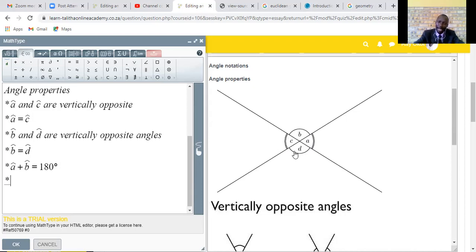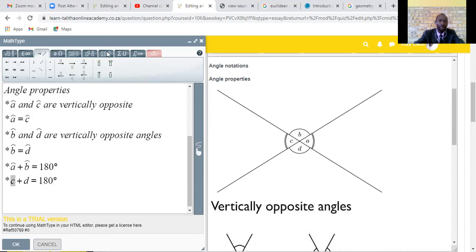Then also C and D add up to what? C and D also add up to 180 degrees. So we say angle C added to angle D also adds up to 180 degrees. So there we go, 180 degrees. So with the right notation, we now take care of what? We take care of C. Then later, we take care of what? We take care of D.